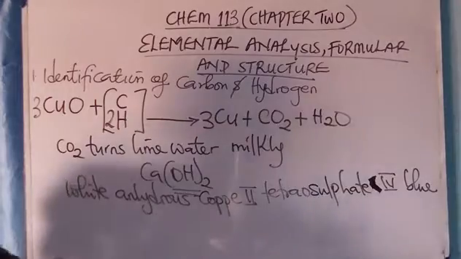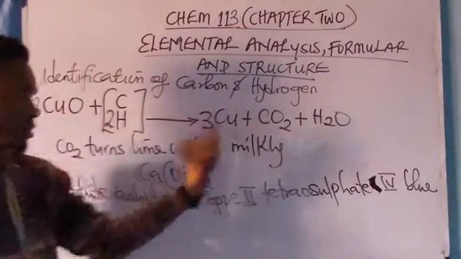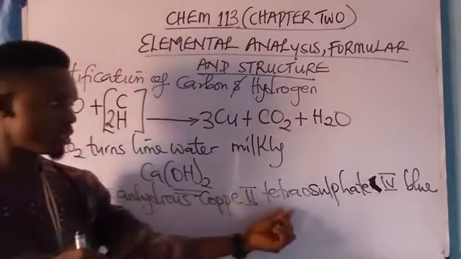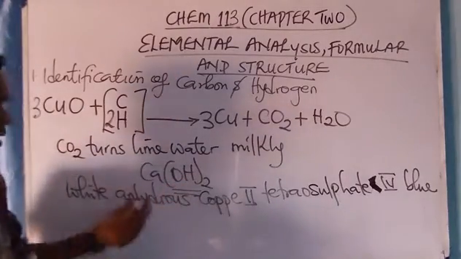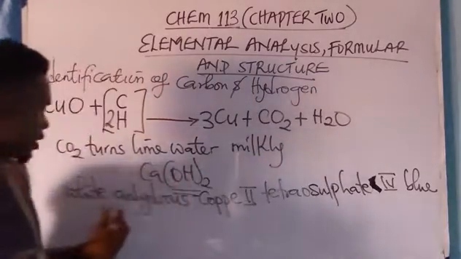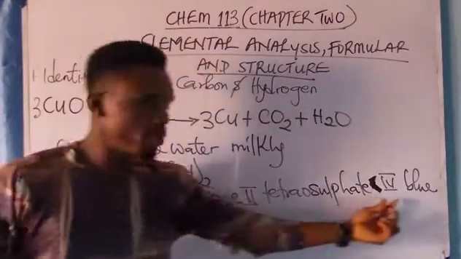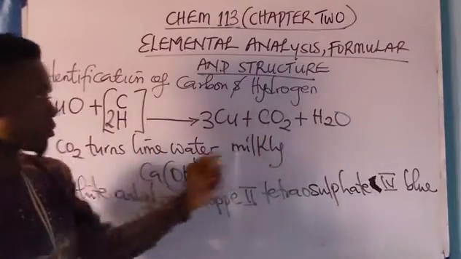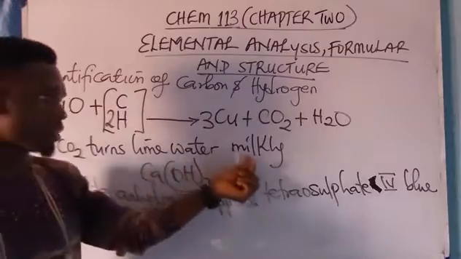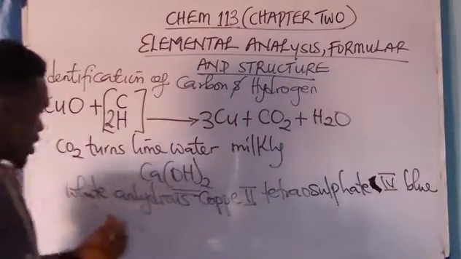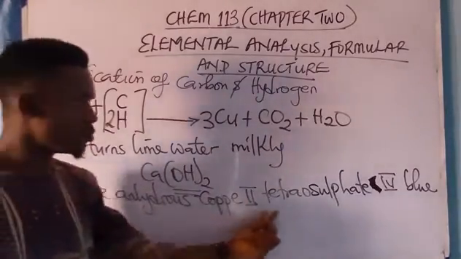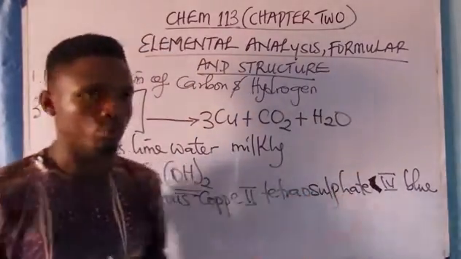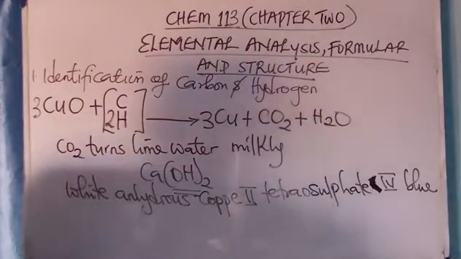As soon as this water reacts with white anhydrous copper 2 sulfate, that has no water, it changes from white to blue. So from this reaction we can say that carbon 4 oxide turns lime water milky, and water turns white anhydrous copper 2 tetraoxosulfate 6 blue. That is white to blue, not blue to white. Please take note of that.